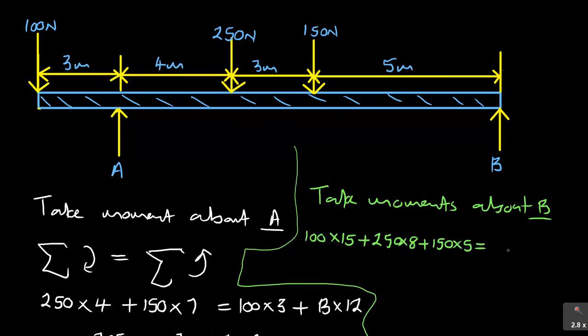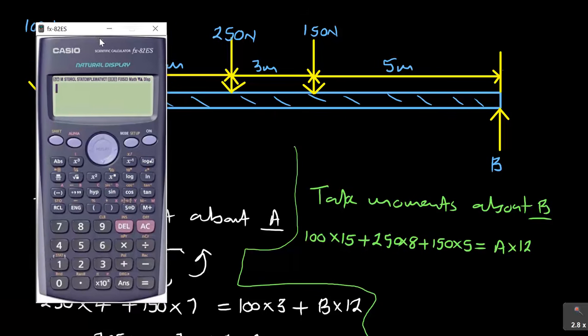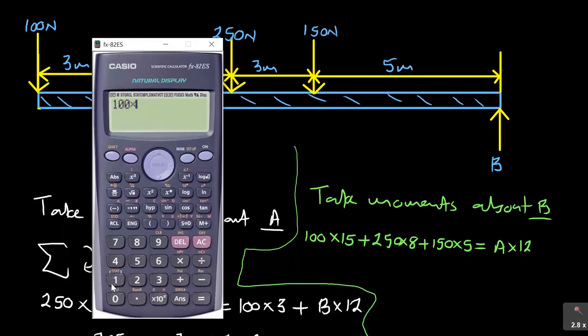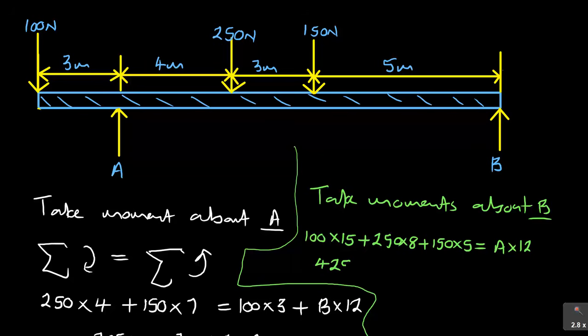This is equal to, what about A from B? It will be A times the distance of A from B, which is 4 plus 3, which is 7, 7 plus 3, which is 12. So it's A times 12. Then when we use the calculator again, we have 100 times 15 plus 250 times 8 plus 150 times 5, and then this is 4,250 is equal to A times 12.